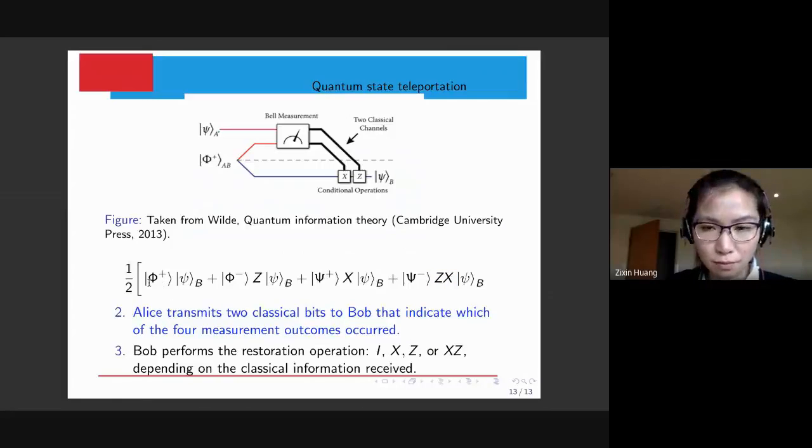So if you look at this state here, Alice has measured her first 2 qubits, right? And it will collapse to one of these 4 states.